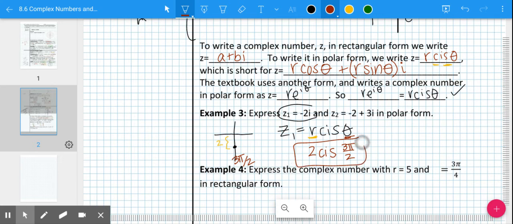Very similar to what we did when we converted to polar coordinates last class, but now we're writing it in an r cis theta form instead of r comma theta. Same type of work though.